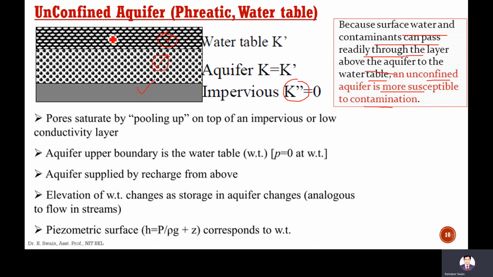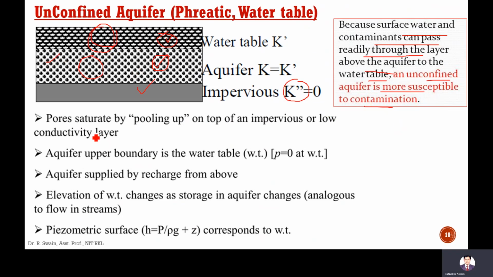So here this soil is fully saturated. The permeability here, if it is K dash, and the aquifer's permeability will remain the same. Since water passes through the soil layer, and the soil layer contains a high amount of contaminants, the water gets mixed with these contaminants, and the groundwater gets polluted.